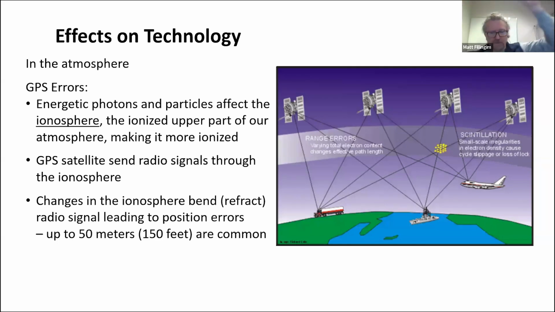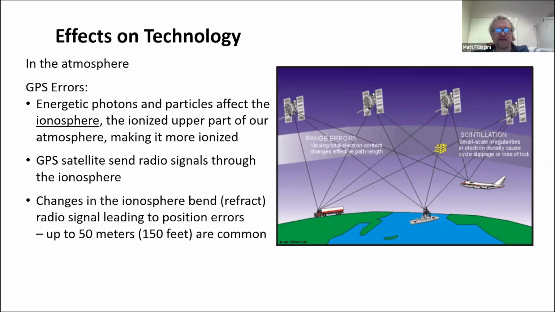In the upper atmosphere, there's a layer that's basically an ionized layer. That's the part of the atmosphere that absorbs all the X-rays and most ultraviolet light produced by the sun. And so it's a layer of ionized gas high in our atmosphere.